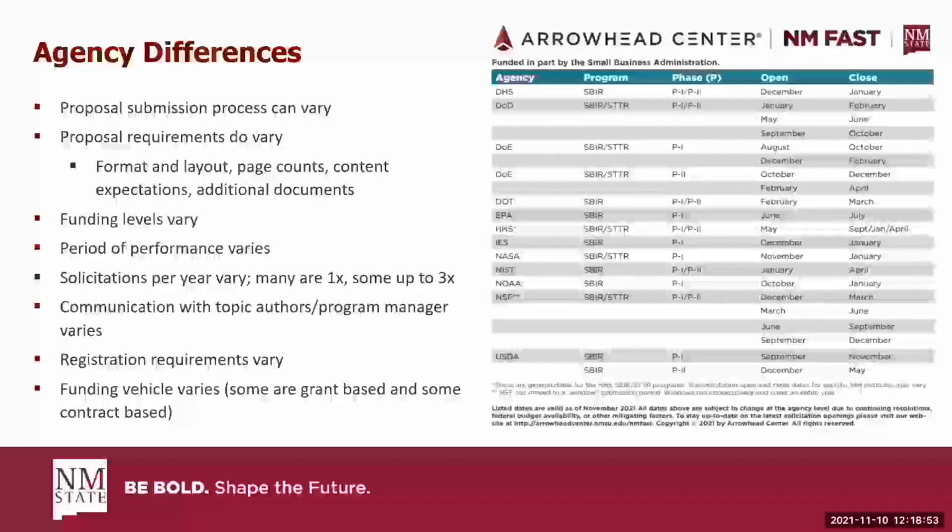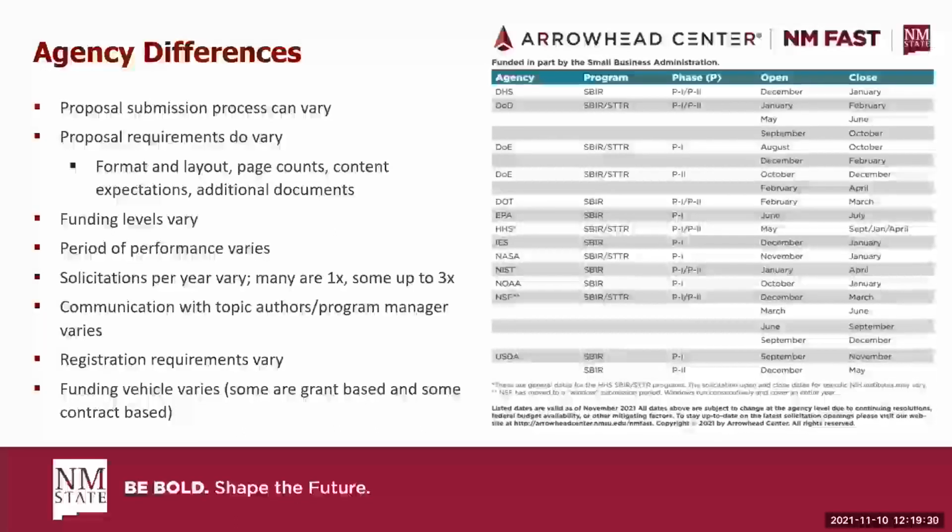But some differences, and again, this is important to note before you pursue this kind of funding. The proposal submission process, like I mentioned, is very different for each of those. And so navigating that can be really tricky. The requirements vary. So that can include the format and the layout, the page counts, the content expectations, the portal that you submit them through, when you're allowed to talk to their program managers, things like that. The funding levels vary. We'll have a slide here in a minute that shows the differences in funding levels.